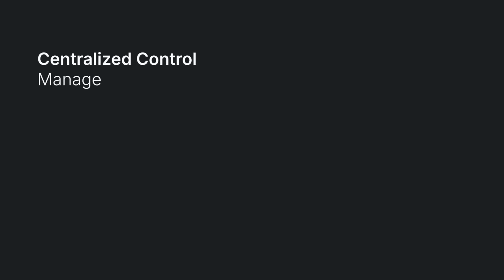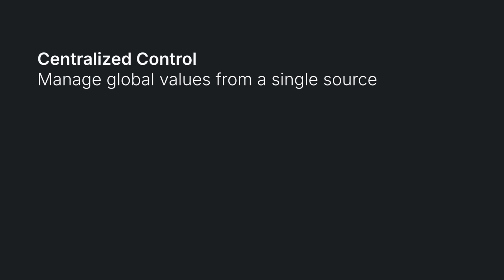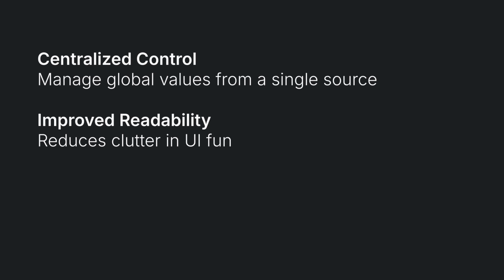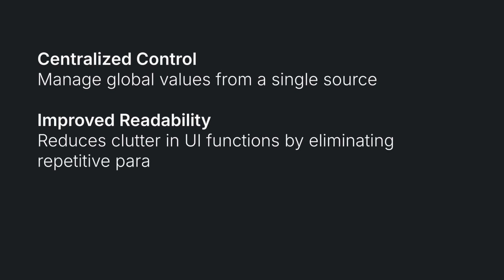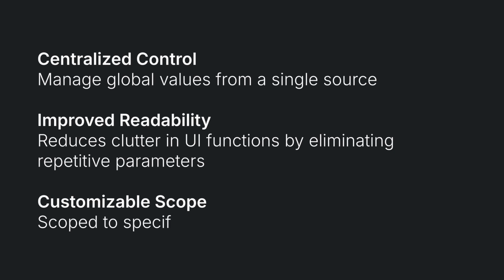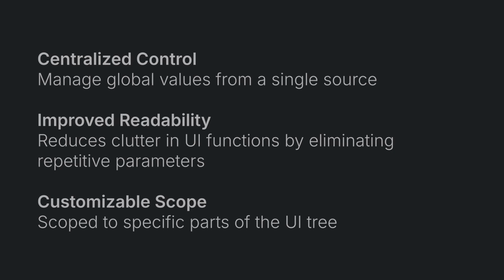You can manage global values from a single source. This can ensure that your app looks consistent throughout. It reduces clutter in UI functions by eliminating repetitive parameters. Your composition locals can be scoped to specific parts of the UI tree, allowing for overrides when needed.